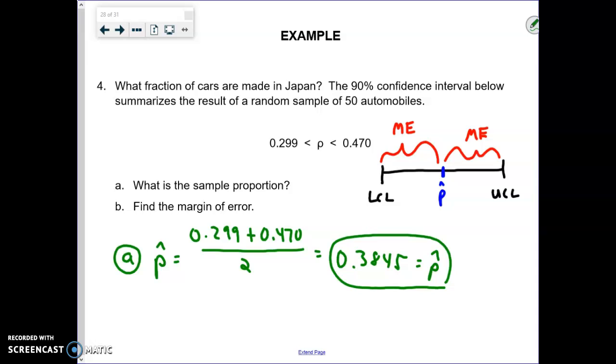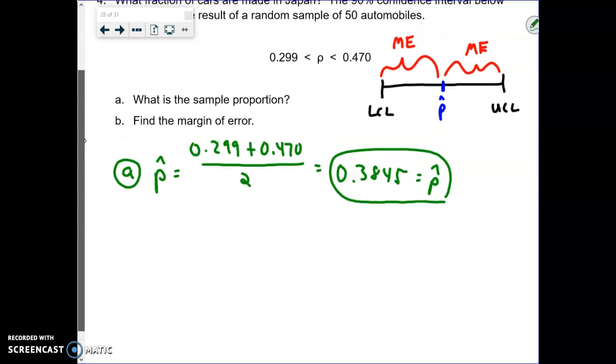So approximately 38 to 39% was the percentage of cars that are made in Japan from the sample. That's just the sample proportion. Now B says find the margin of error. Well, again, the margin of error would be just this entire distance here divided by 2. It's the total length of your interval divided by 2.